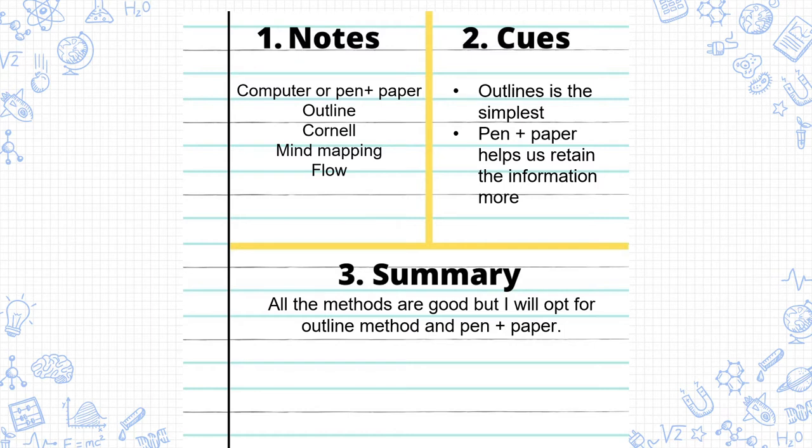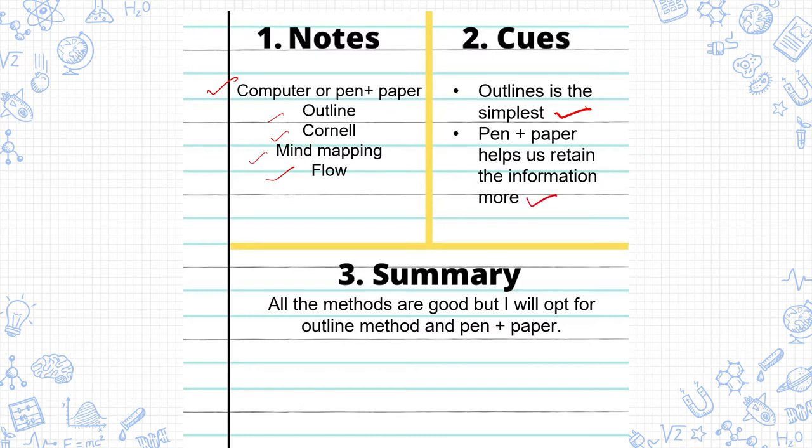Again, these are the notes of the same video that you are watching. Computer, pen, paper. One point. Outline, Cornell, mind map, flow, as well as split page. Outline is the simplest method. I told you this, right? So you just made it a cue that yes, this is important. The simplest method is outline. Then I told you that pen and paper allows you to retain more information. So this was another cue for you.